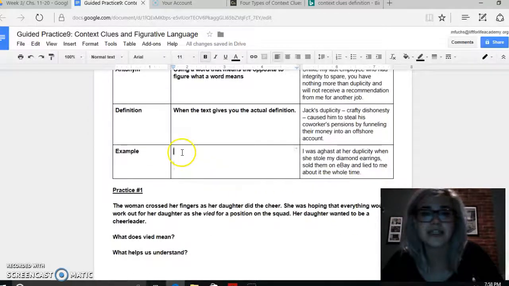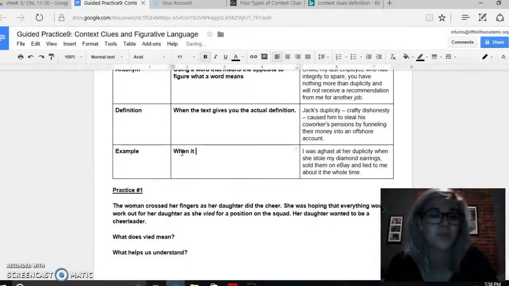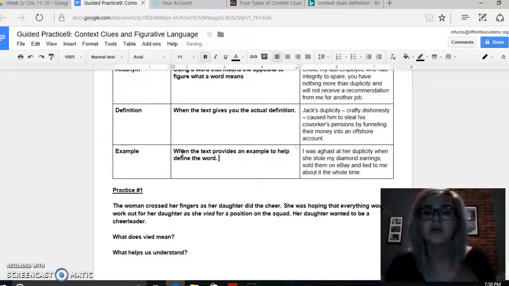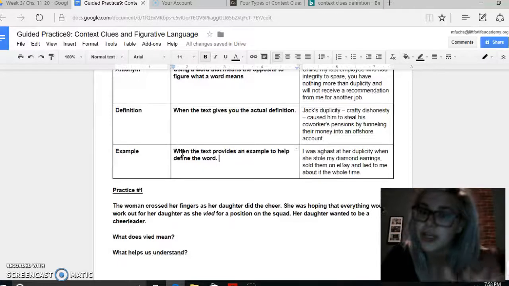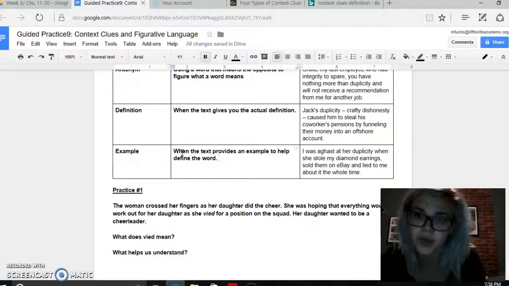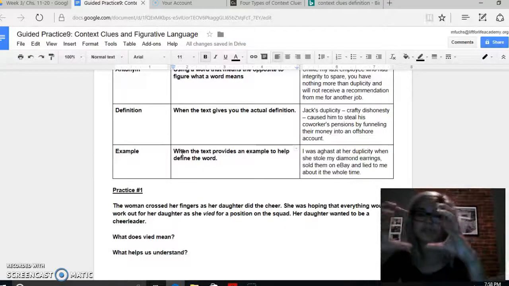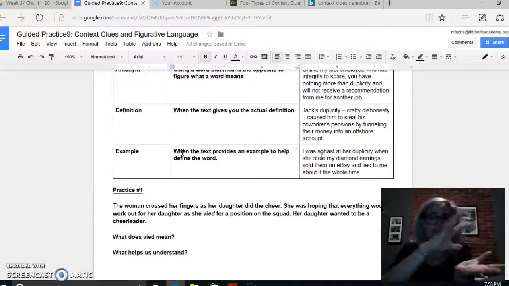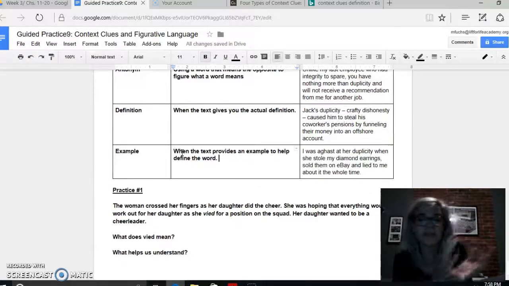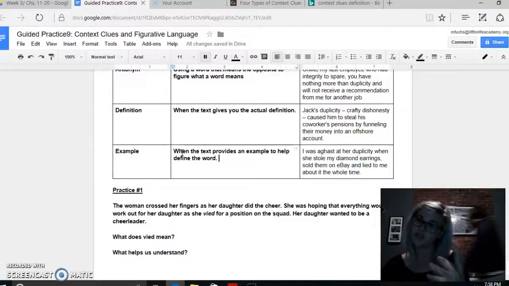And our last one is an example, when the text provides an example to help define the word. So, I was aghast at her duplicity. Here's the word we don't know. When she stole my diamond earrings, sold them on eBay, and lied to me about it the whole time. So it gives you this example. Like, I was aghast at her duplicity. She was like this. And I'm going to tell you what this word means because I'm going to give you this example of what she did.